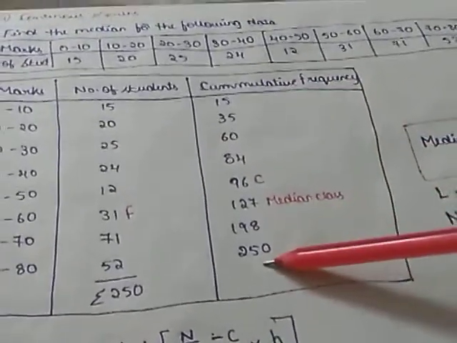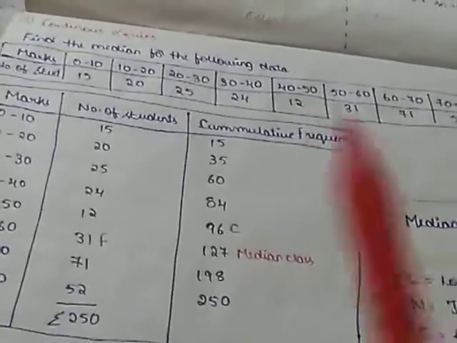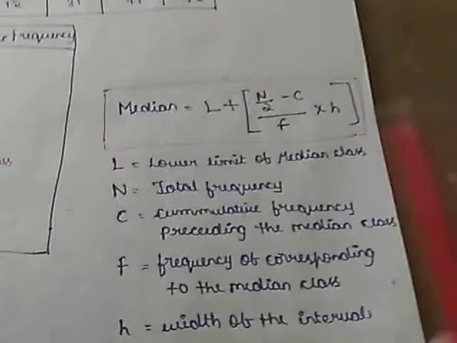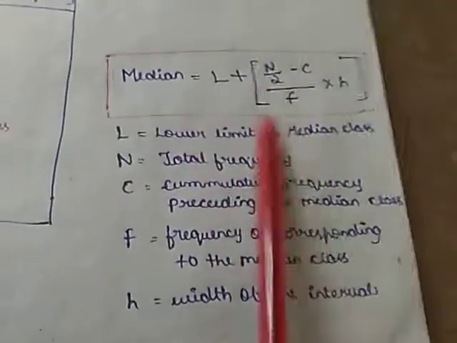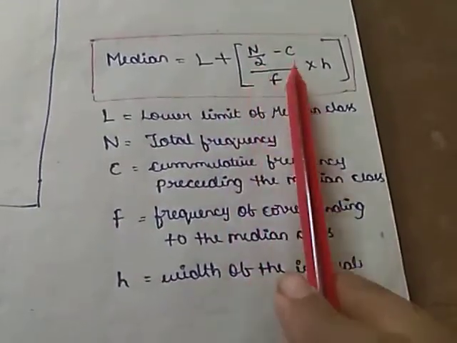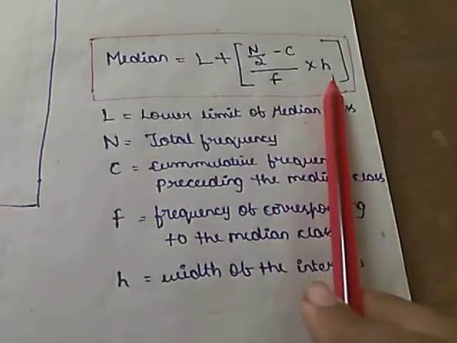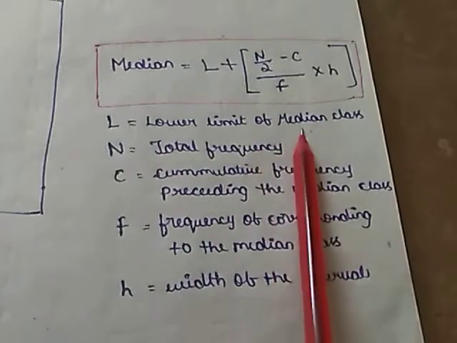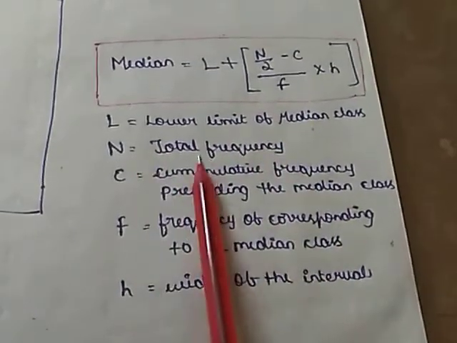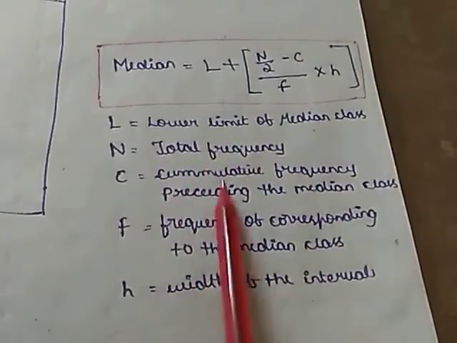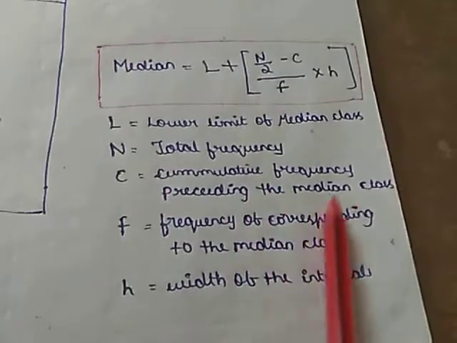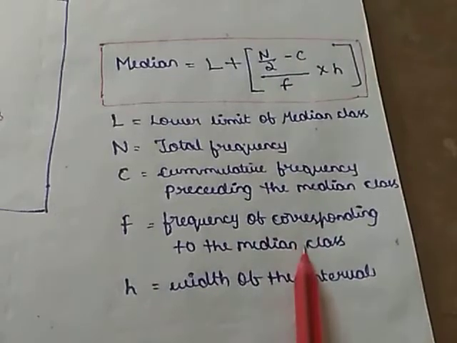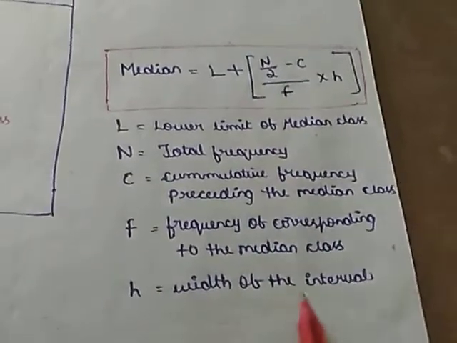So what is the formula for the continuous series to find the median? The formula is: Median equals L plus (n by 2 minus C.F.) by f, into h. Here L means the lower limit of the median class, n means total frequency, C means the cumulative frequency preceding the median class, f means the frequency corresponding to the median class, and h means the width of the interval. Okay, this is the formula.